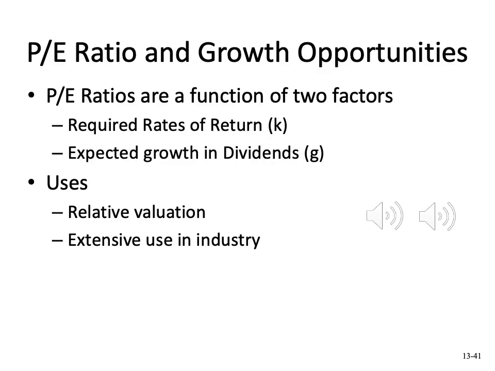In this section, let's talk a little bit more about the P/E ratio since it's so important. P/E ratios are a function of 2 factors. The first one is the required rate of return, K. Most of the time, K is calculated from the CAPM model. The second factor is the expected growth in dividends, which is G. P/E ratio is used extensively in the industry. It is used as a relative valuation method. To use the P/E ratio, most of the time you are going to compare the P/E ratio of a particular company with the industry benchmark P/E ratio or its major competitors' P/E ratio.